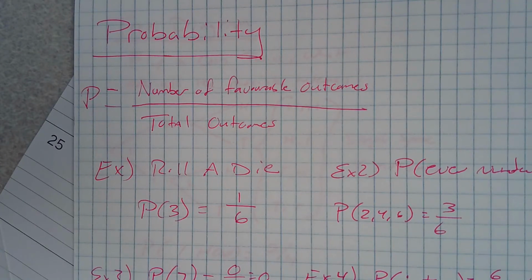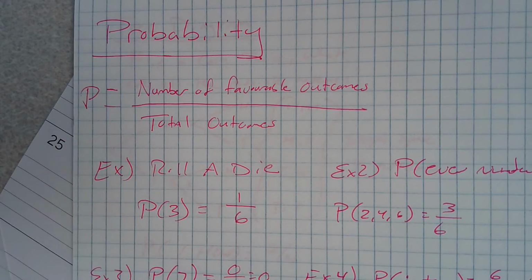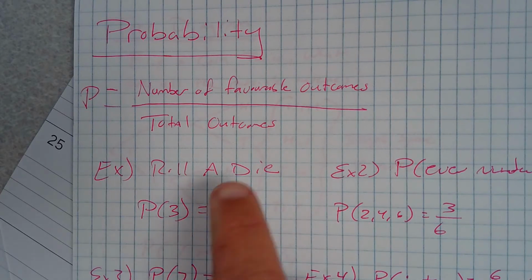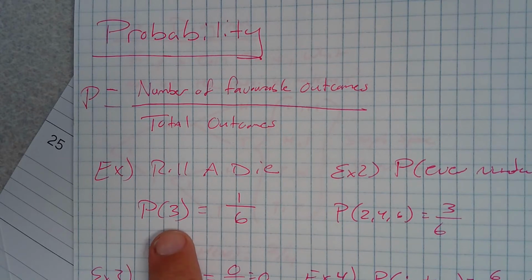Good afternoon. Today we are starting Unit 2, talking about probability. With probability, the symbol that we use is a P. If you think about probability, it's really in fraction form, the number of favorable outcomes divided by the total outcomes. So for example, if I was going to roll a die, what would be the probability that I would roll a 3?